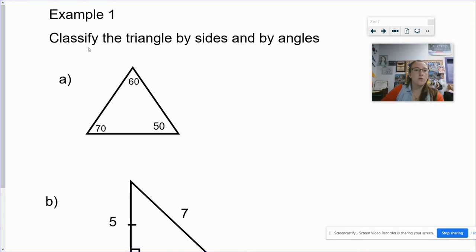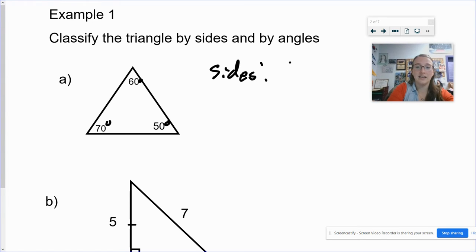own. So we want to classify the triangle by sides and by angles. So I've got 60 degrees, 50 degrees, 70 degrees. Let's go by sides first. So you've got your cheat sheet. Now notice that I don't have any markings here. We can't assume. Yes, it looks like these sides look the same, but we can't assume. None of these sides are marked congruent. So what do we know? What's the classification for that then?